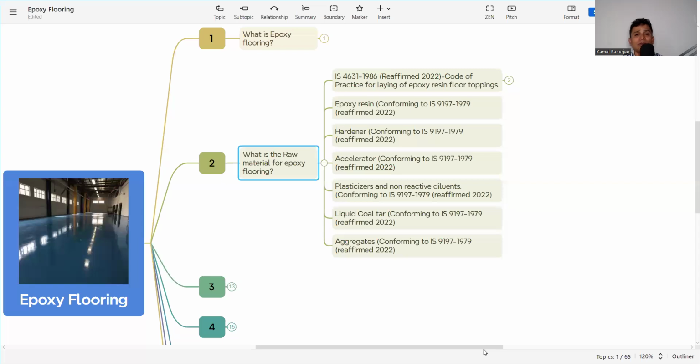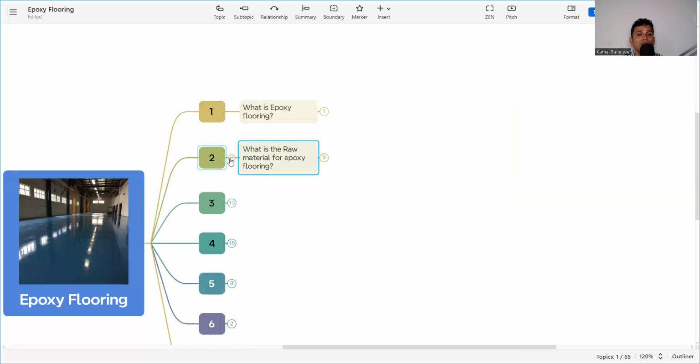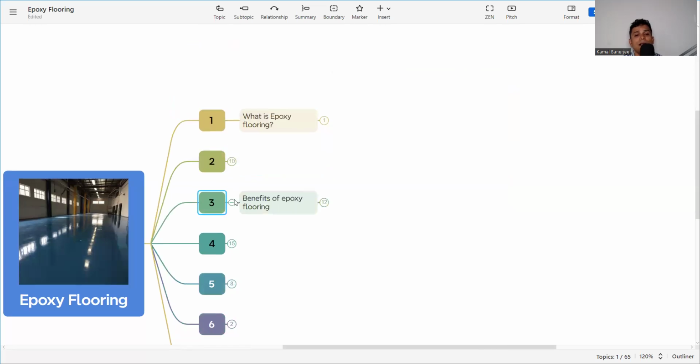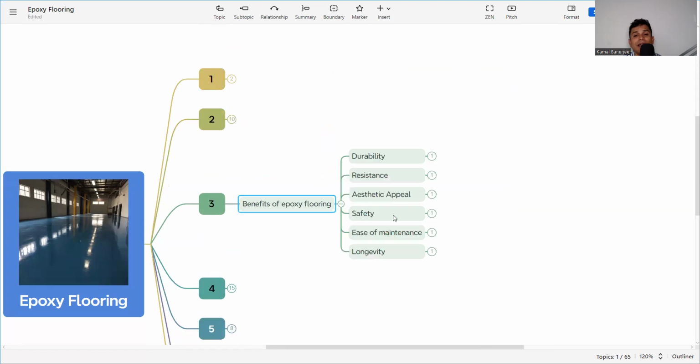Now we have already found out what epoxy flooring is, what the raw material is, and what code you are using. Now we need to know the benefits of epoxy flooring. Why are we using it? We have tiles, marble flooring, granite flooring, different types of flooring. But then why epoxy flooring? Yes, there is a benefit.